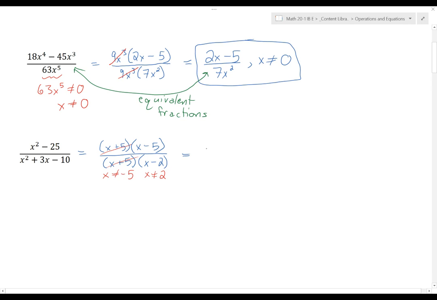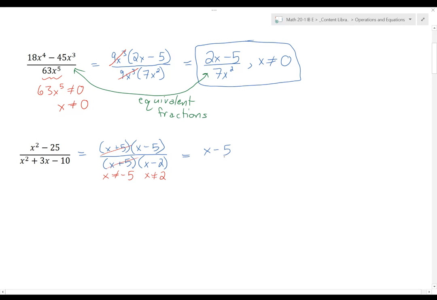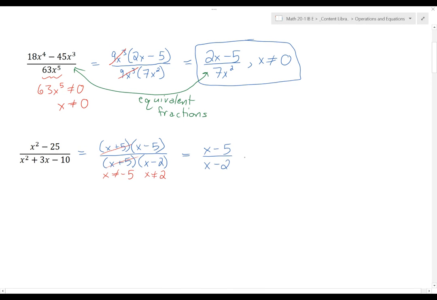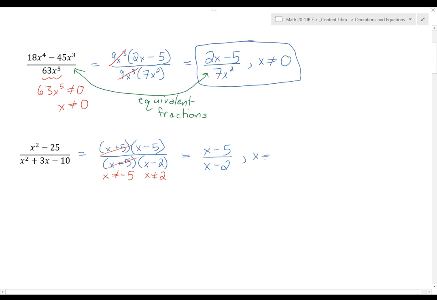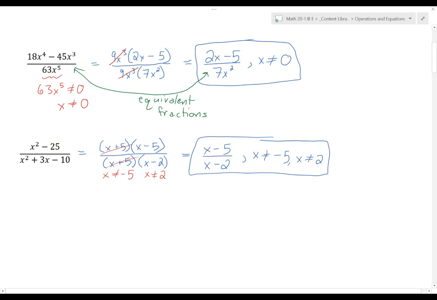So in other words, I end up with an equivalent fraction, x minus 5 over x minus 2, that has two restrictions. X cannot equal negative 5 and x cannot equal 2. In spite of the fact that when I look at this fraction, it only looks like x can't equal 2. There's actually no reason to have negative 5 be a restriction if I'm only looking at this final fraction. In this final fraction, I can plug in negative 5 and I don't have any problem. I get negative 10 over negative 7, or 10 over 7. That's an actual answer. There's no division by 0 in that.